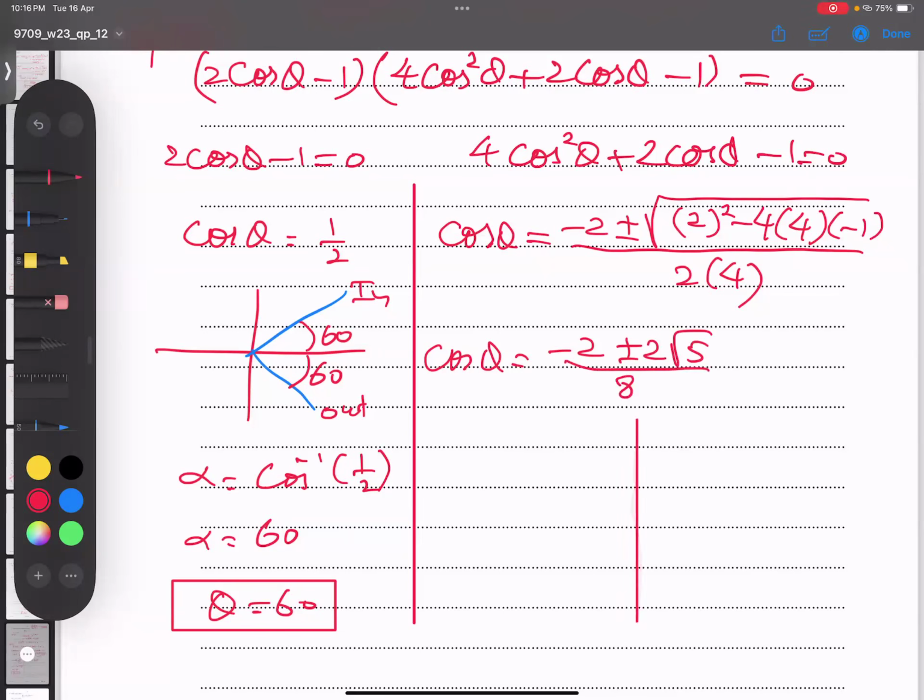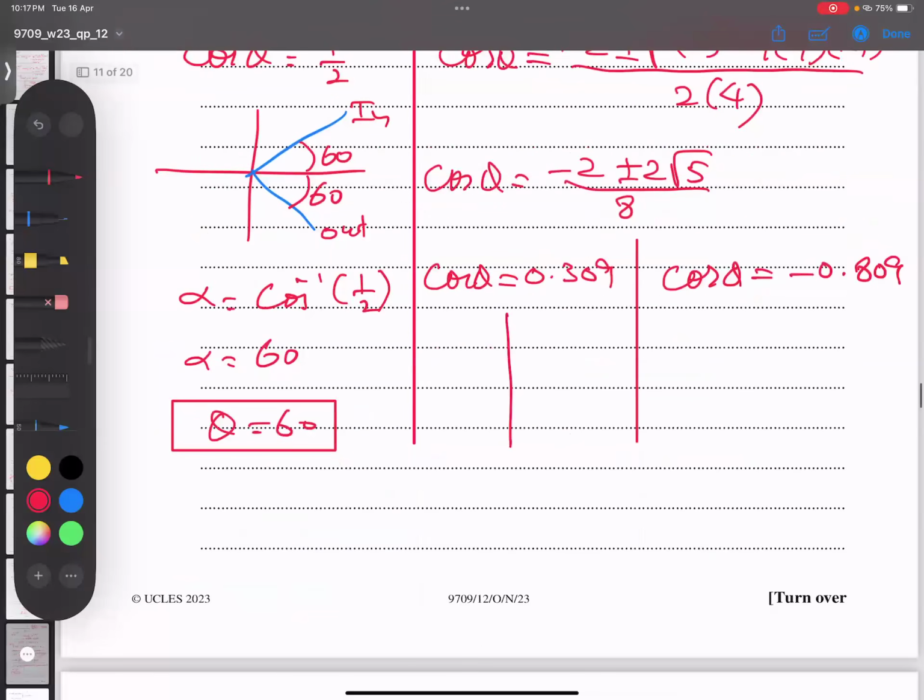Now, students, I have two answers. I'm writing directly one positive and one negative. So if I check it, negative 2 plus 2 root of 5 divided by 8, my answer number 1 is coming in decimal 0.309. And same story, if I have a negative and divide by 8, I'm getting here negative 0.809. Now, students, what to do? I will make again 2 crosses, very, very important. Cos positive, this and this. A cos negative, I will make second and third.